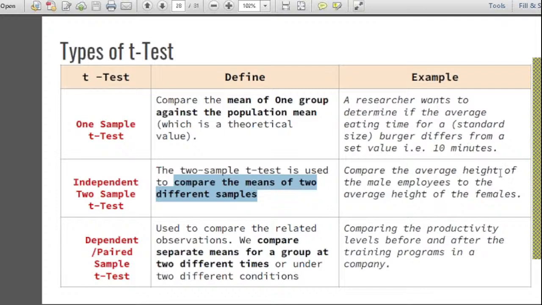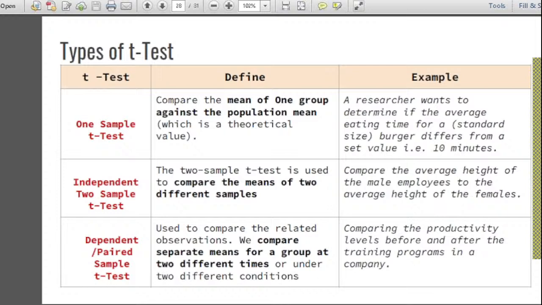compare the average height of male employees with that of female employees, right? We compare the average height of male employees in an organization with the average height of female employees and see whether they both come from the same population. And when I use this term, whether they both come from the same population, it means whether they are coming from populations having similar parameters. Okay, so in statistics you say like this, whether they come from the same population or not.